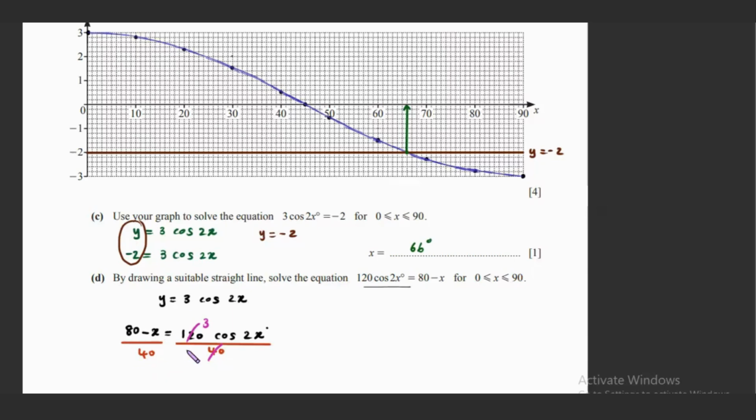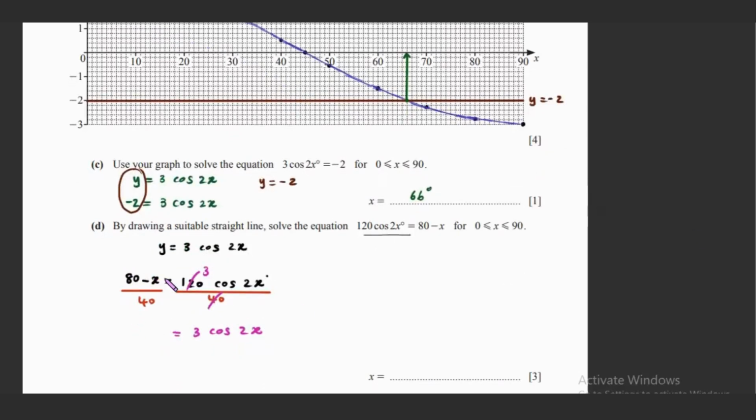Now, on one side I have 3 cos 2x. And here, this 40 is common to 80 as well as this x that we have here. So I can write it as 80 divided by 40 minus x divided by 40. 80 divided by 40 is the same as 2, minus x over 40. This is equal to 3 cos 2x. Now I know that this one and this are exactly the same, which means this y and this will be equal. Therefore, the equation is y is equal to 2 minus x over 40.